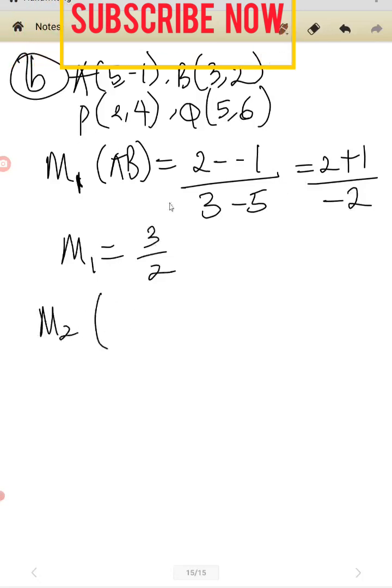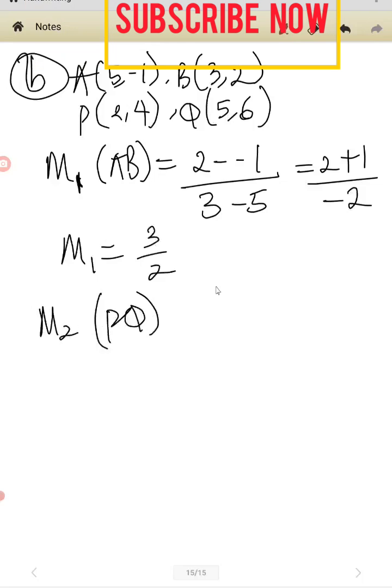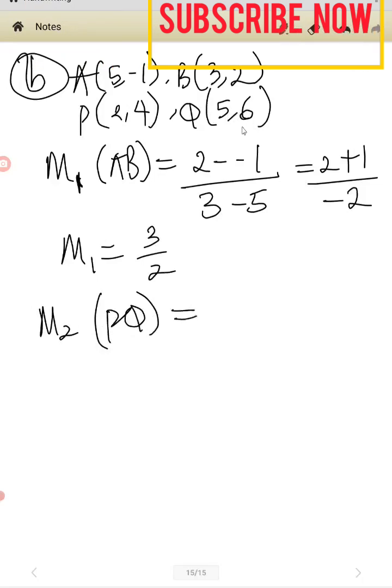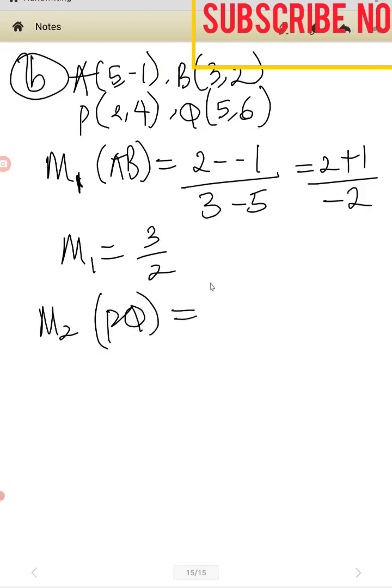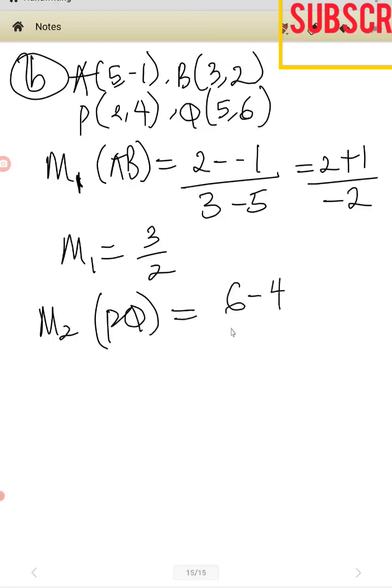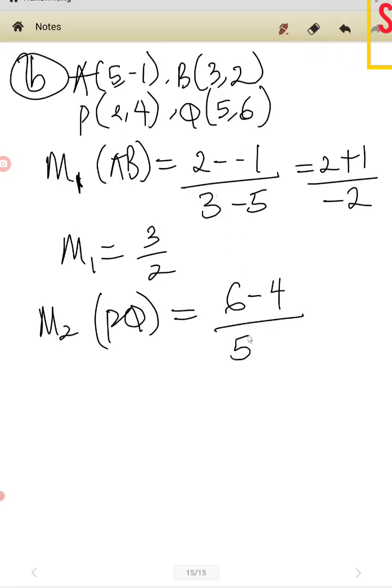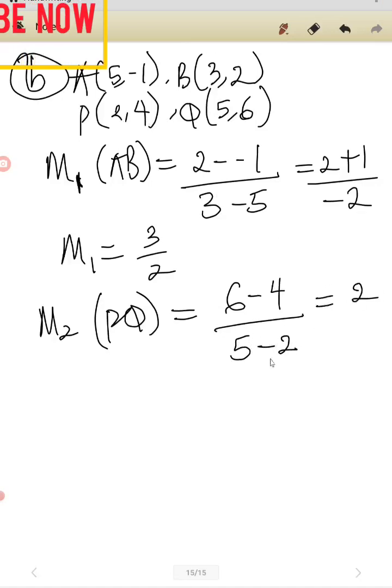M2, we deal with the PQ, which is equal to our PQ. Our Y2 is 6, our Y1 is minus 4. Our X2 is 5, our X1 is minus 2. So this will give you 2 all over 3.